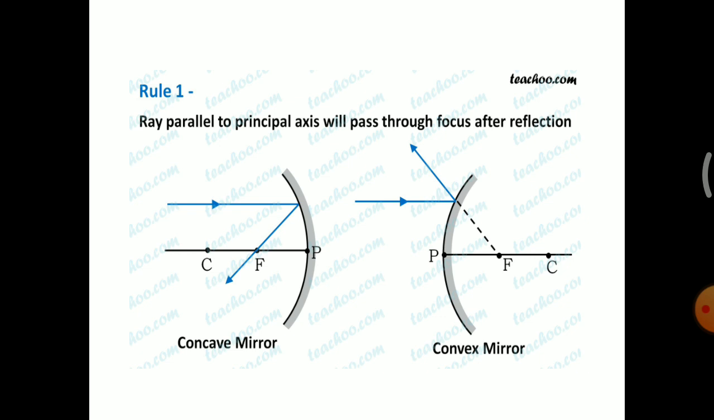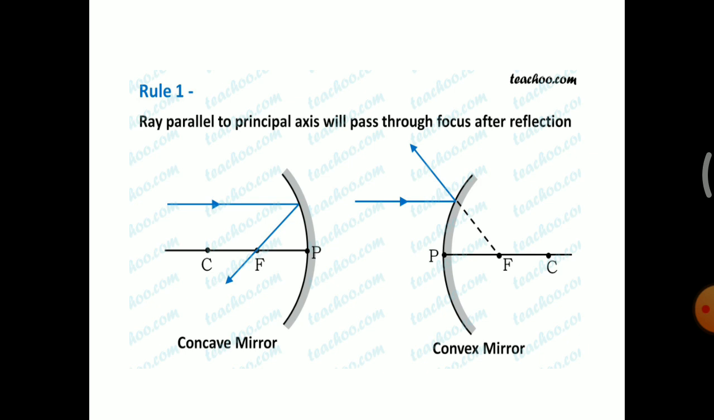The rule number 1: a ray parallel to the principal axis will pass through the focus after reflection. Look at these two images. One is a concave mirror and the other is a convex mirror. If you take a concave mirror, you know that the pole is present at the center of the mirror, and the focus and center of curvature are also present on the principal axis. Any ray parallel to the principal axis will pass through the focus after reflection. The same happens in a convex mirror also. This is the rule number 1.